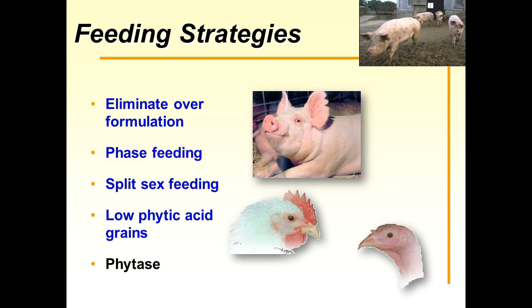Piglets, the first week or two of life, have much higher and different nitrogen and phosphorus requirements than hogs later in the growth cycle. Split sex feeding, the same concept. Males and females often have very different nutrient requirements, so house them differently, feed them differently, fine-tune those diets specifically for the nutrient needs of the animals that you're feeding. The last two bullets, low phytic acid grains and phytase, deserve special mention because they have become really important in the last decade in terms of reducing the phosphorus content of hog manure as well as poultry litter.